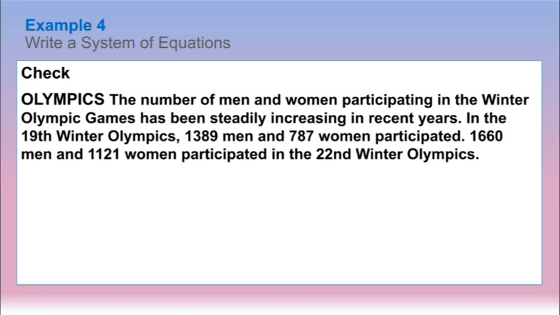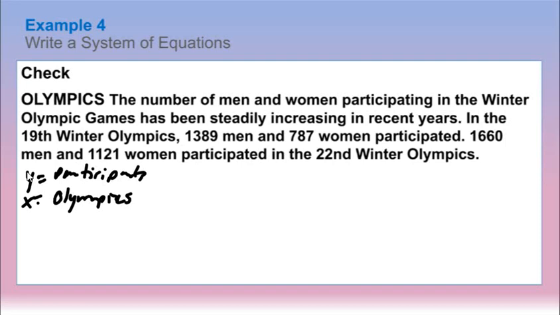So our Y's are going to be participants and our X is Olympics. So the participants, we're going to do the men first and then the women the next equation.